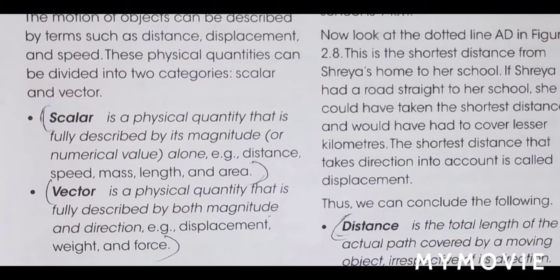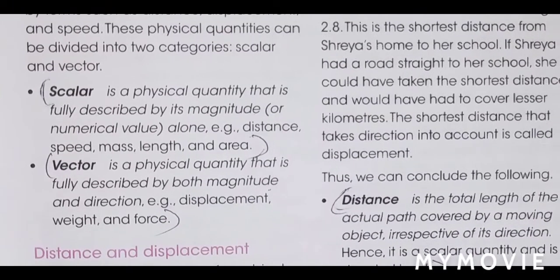Now, what is a vector quantity? A vector quantity is also a physical quantity. It is described by both magnitude and direction. Now what is the difference between scalar and vector quantities? You can see, a scalar quantity expresses only magnitude, but a vector quantity expresses both magnitude and direction.